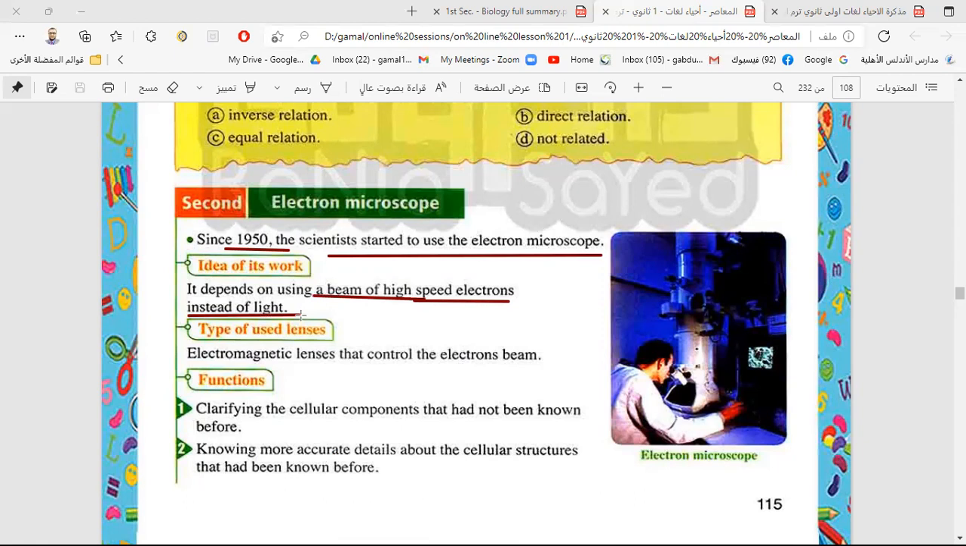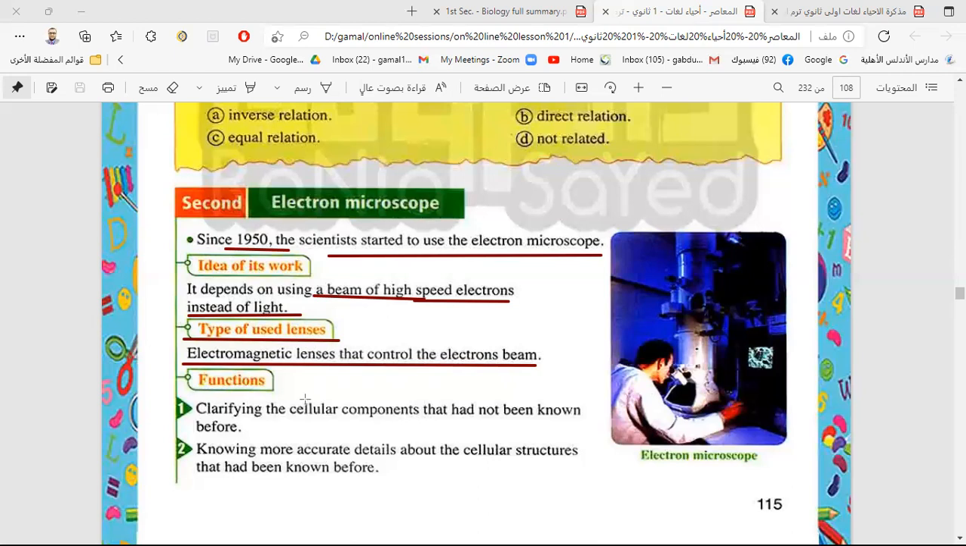شعاع من الالكترونات. بدل اللايت هستخدم ايه؟ a beam of high speed of electrons. وبالتالي هيبقى اكثر دقه جدا. Type of lenses بقى كان هناك عندي عادي glass lenses, convex lenses، لكن انا هنا هستخدم بقى حاجه ثانيه خالص اللي هي electromagnetic lenses that control the beam of the electrons. اوكي يبقى انا هستخدم نوع من اللينس اسمها electromagnetic lenses.